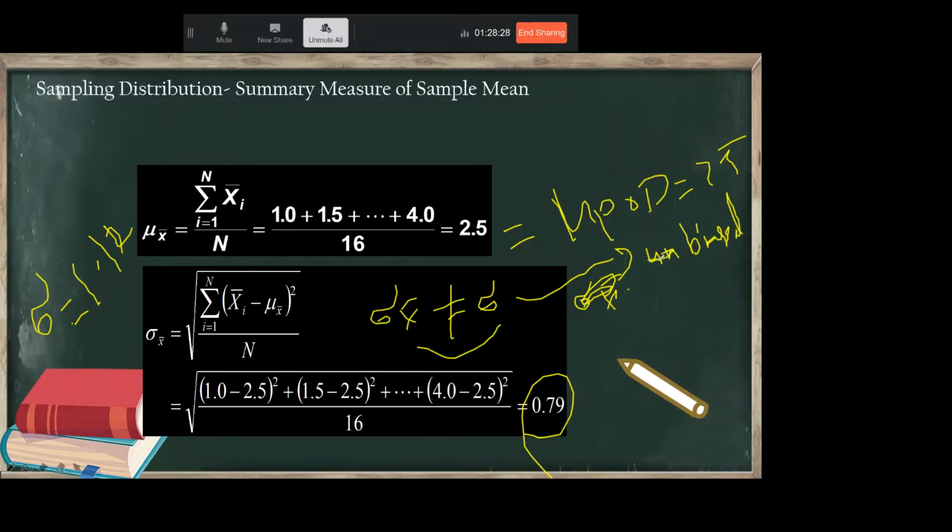Oh, sorry, it's biased. It's not that efficient, right? So if we take, what is the relation between the sample standard deviation, or standard deviation of a sample mean, and the population? It's simple. If we do this, that's the relation.